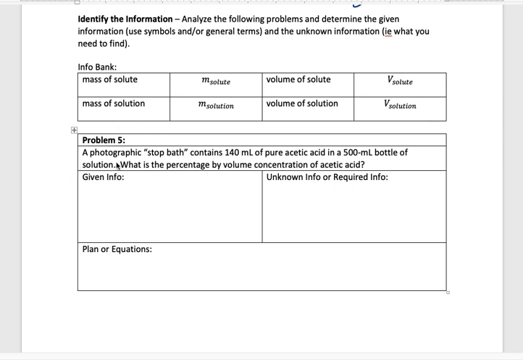As our first problem, we have a photographic stop bath that contains 140 milliliters of pure acetic acid in a 500 milliliter bottle of solution. What is the percentage by volume concentration of the acetic acid?